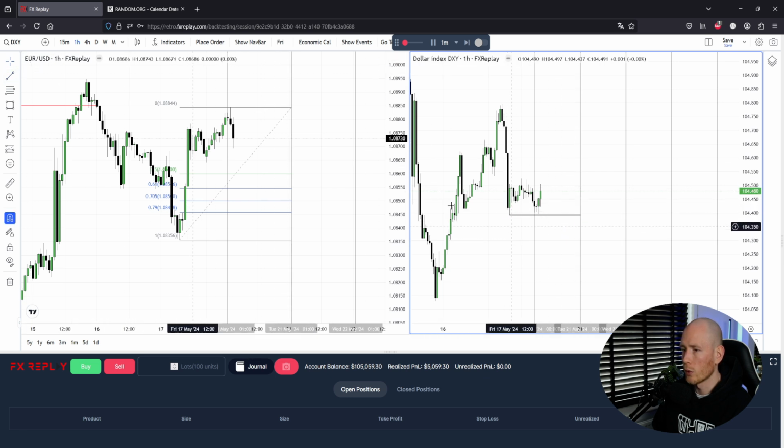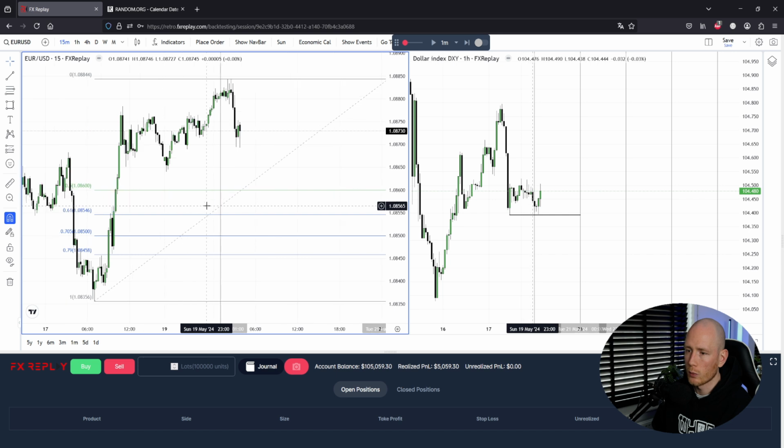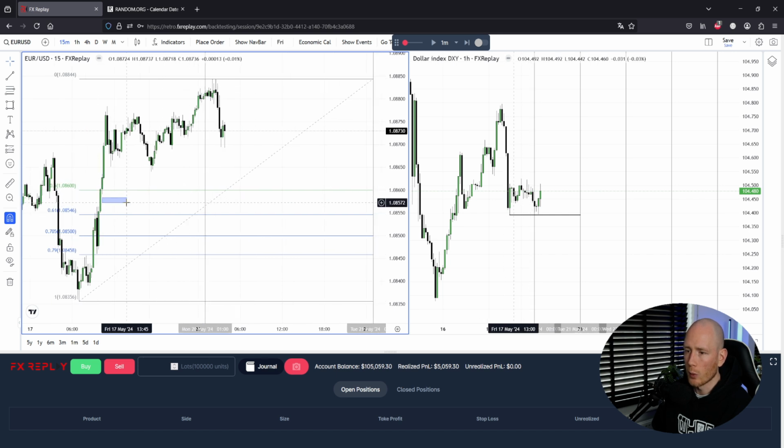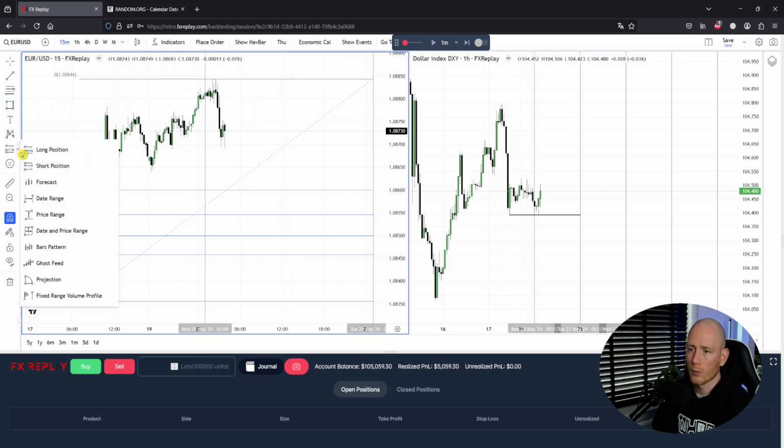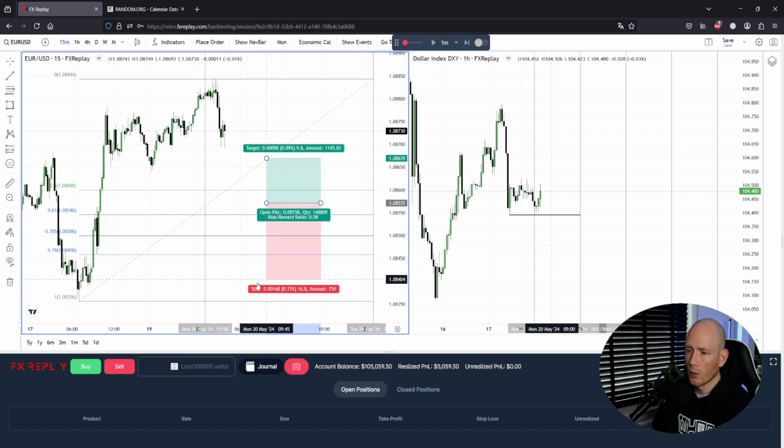No, we can still aim for this. Yeah, we'll just aim for it. I think it's fine. Where do I want to look for an entry though? I think this little gap here should be enough. So let's just long this. I'm gonna use a stop loss all the way down here, which is 18 pips.